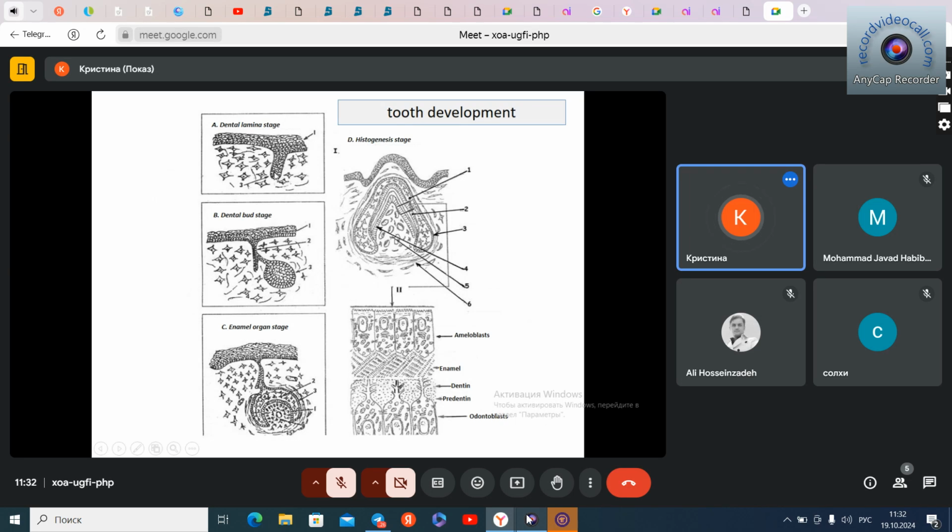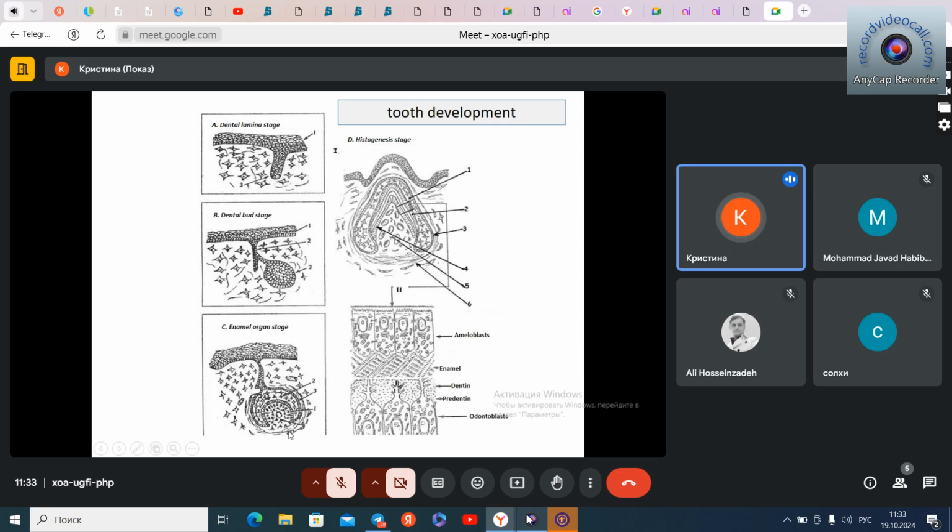First stage is the stage of dental lamina, when the epithelium forms this elongated invagination into the underlying mesenchyme along the jaw. Then, second stage, stage of dental bud. From this dental lamina, the dental bud grows, composed also from the same epithelial cells. Next stage is called enamel organ. The dental bud is transformed now into this enamel organ, which contains also epithelial cells.